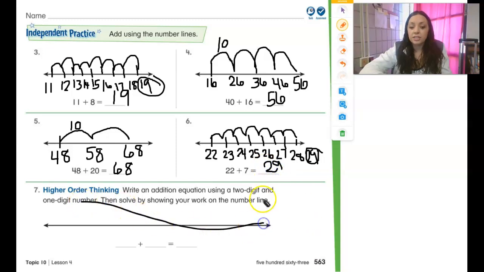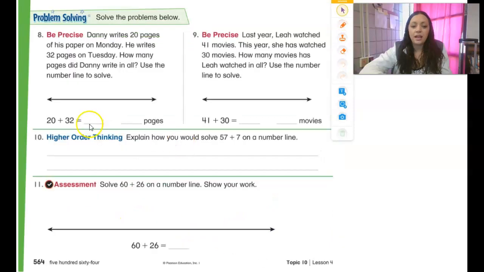All right. We're going to skip this one down at the bottom. Okay. And we're going to try this one up here just so we can be thinking about the words that it says. Remember, sometimes learning word problems are really important because we want to pick out the information that we need. It says, Danny writes 20 pages of his paper on Monday. He writes 32 pages on Tuesday. How many pages did Danny write in all? Oh, I have one of those clue words in there. It says in all, and I know when I say in all, it means I'm going to add. Use the number line to solve.